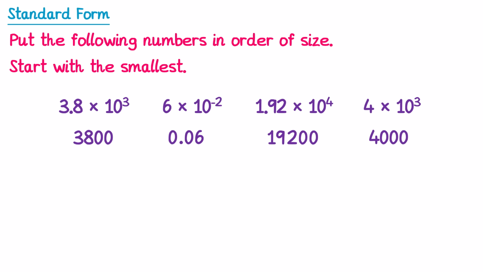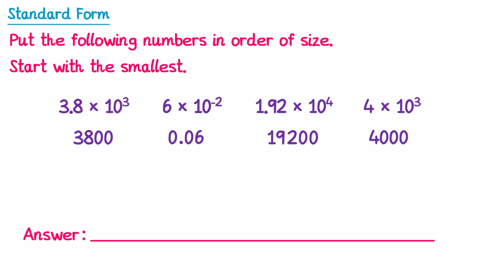It's now much easier to compare the size of these numbers. So you'll be given an answer line to write the answer on, and we're going to do that now. So we're going to start with the smallest one, which is 0.06, but we must write what that was in standard form, because those were the numbers we were asked to put in order. So this was 6 times 10 to the power negative 2. I'm going to tick this one off so that I remember that one's done.